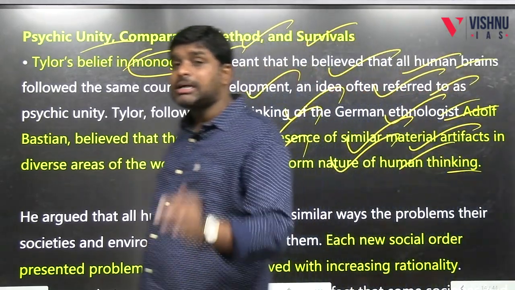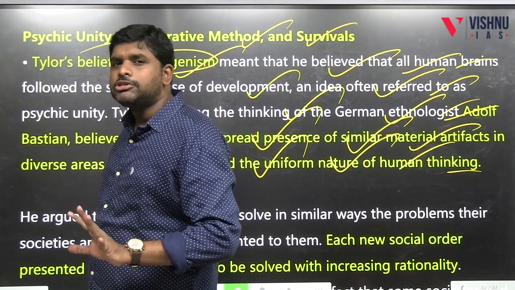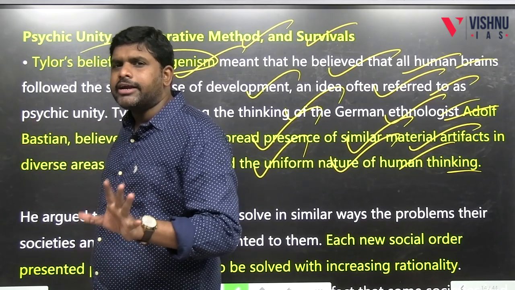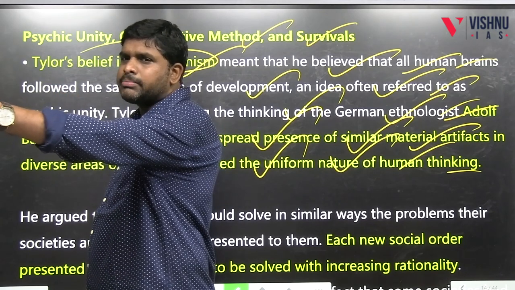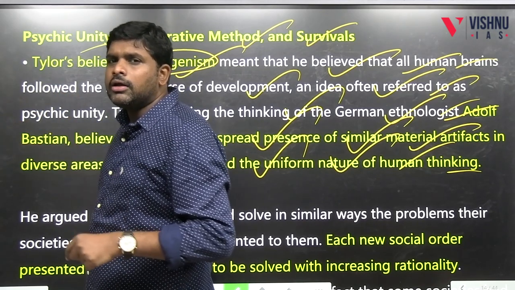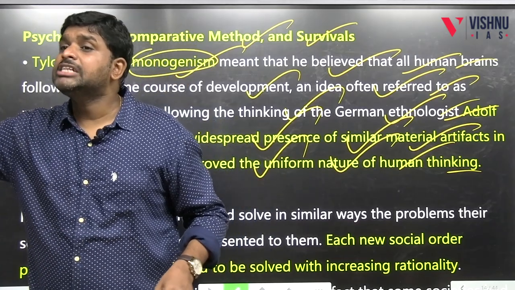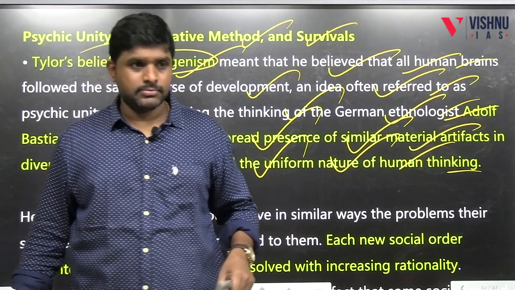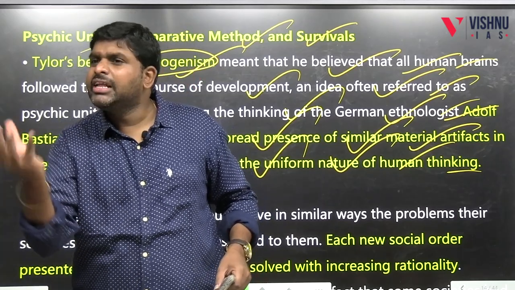Then he got support from Adolf Bastian, another German anthropologist. They completed that, and E.B. Taylor told them to go and ask Bastian also. He is also one of the anthropologists. He compared different materials which were available in museums in America, in Britain, in Australia, and he told that the materials are the same.